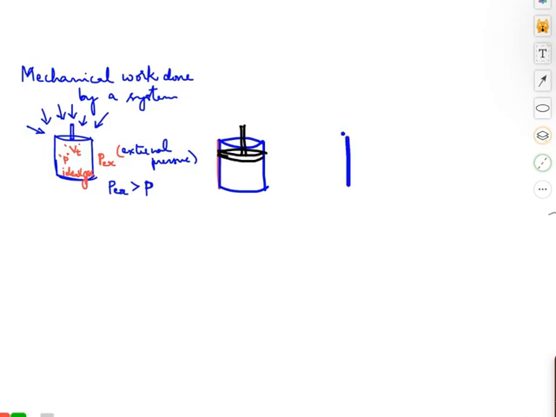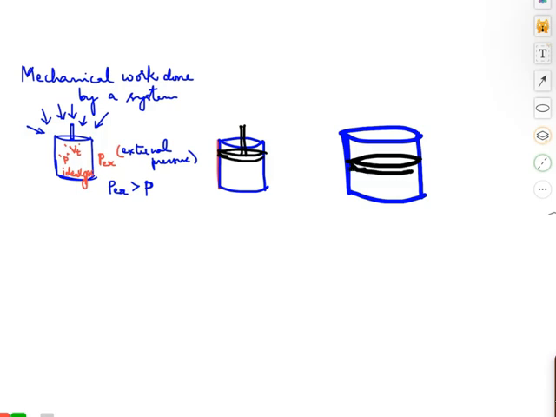External force. No, no. The cylinder is undergoing pressure, external pressure. Due to this external pressure, the piston is being pushed downwards. So, till what point will this piston be pushed down?